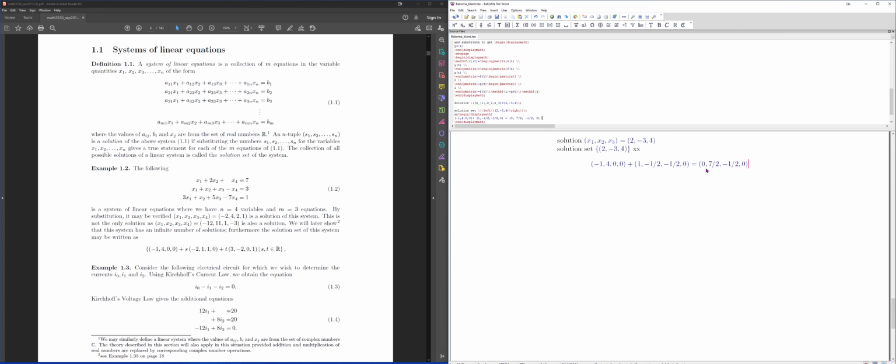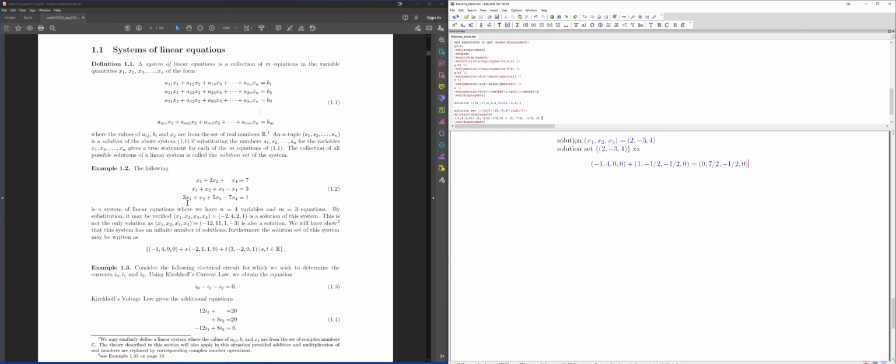Let's check. So I have x1 is equal to 0, x2 is equal to 7 on 2, and x4 is equal to 0. So I'm going to get 2 times 7 on 2, which is 7. Over here, if I put in the same thing, I'm going to get a 0 here, a 7 on 2 over here, and minus a half. So 7 on 2 minus a half is 6 on 2, and 6 on 2 is 3, which is this here.